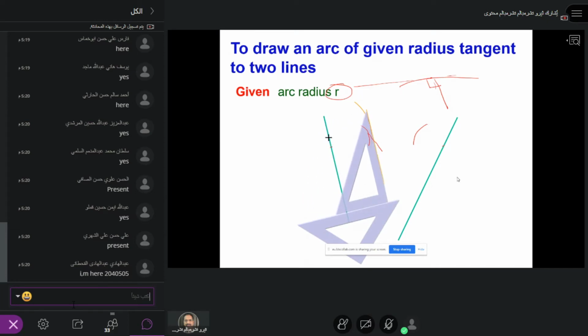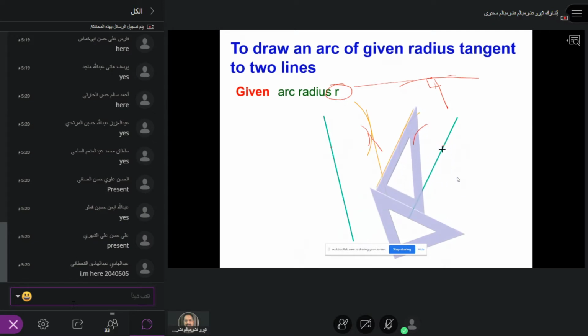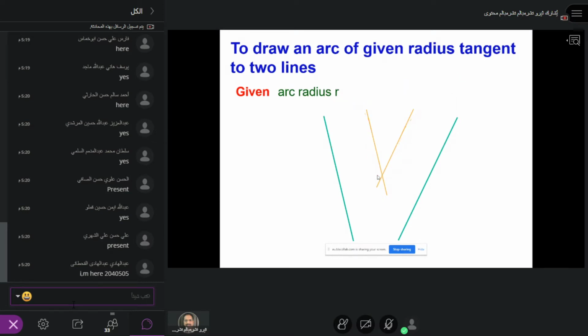So draw the first tangent, and then similarly from R for the other line, and draw the tangent again, and these both tangents will meet at your point here. So now you see you have already drawn the tangents for these two lines from the arc.